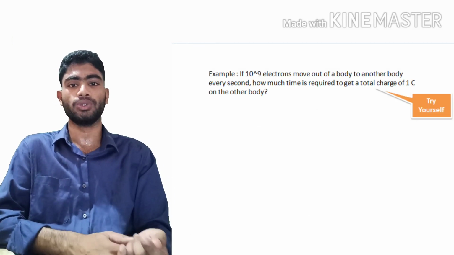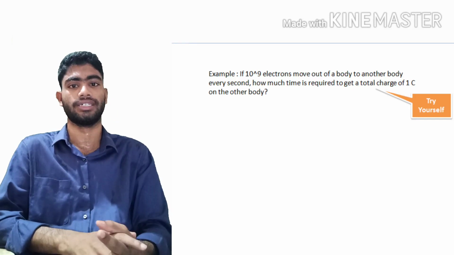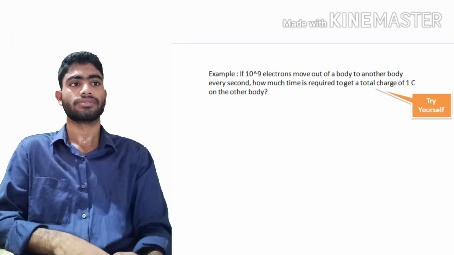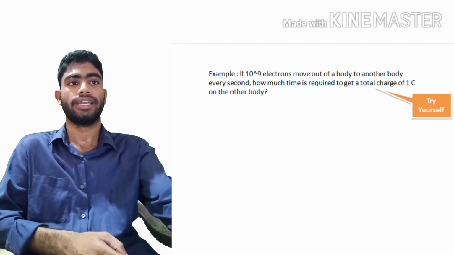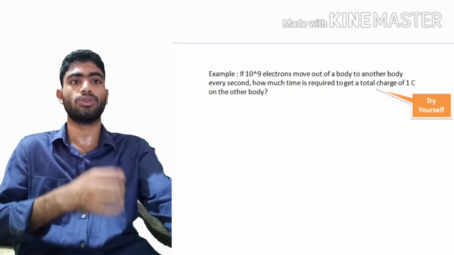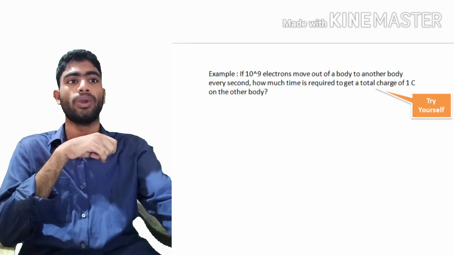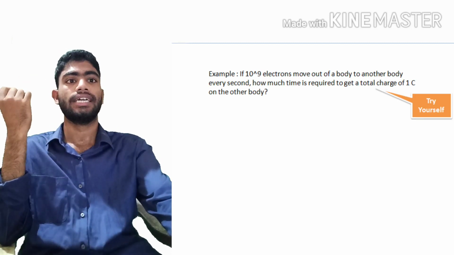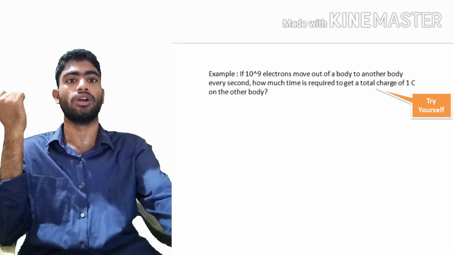And finally, I want to give you one question that helps you to calculate and learn numerical solutions. The question is: if 10 to the power 9 electrons move out of a body to another body every second, then how much time is required to get a total charge of 1 coulomb on that body?